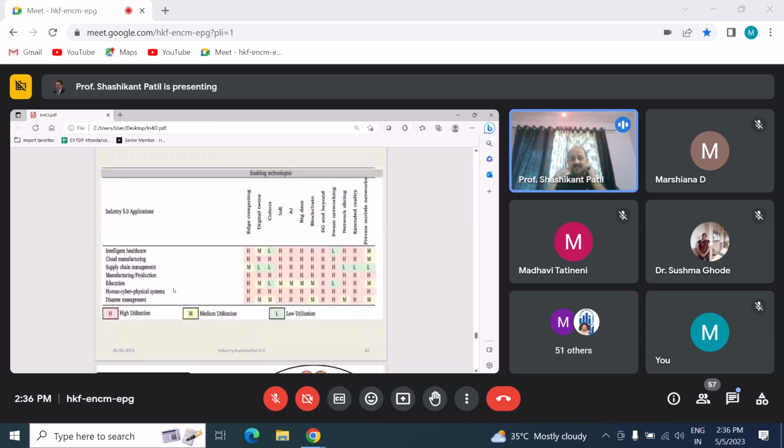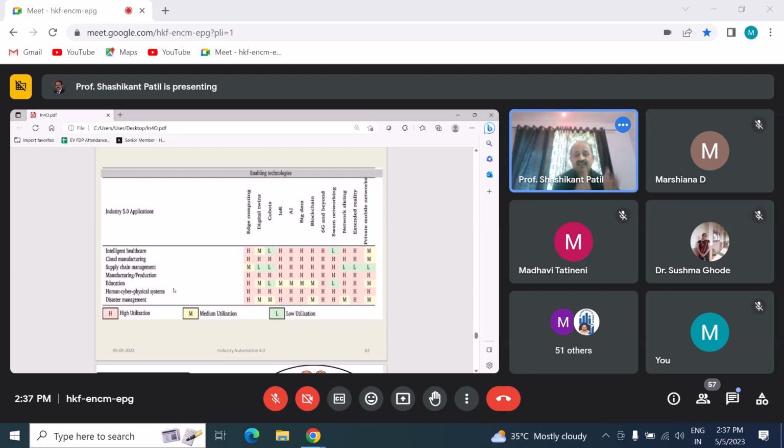Then if you see Industry 5.0, there you can see utilization wise. We have Industry 5.0 applications, and on one side we have technologies like edge computing, digital twins. If you take one example, intelligent healthcare, where edge computing has high utilization, cobots have low utilization, as well as swarm networking has low utilization, and digital twins and private mobile network have medium utilization. And in education, if you take, cobots have low utilization, as well as swarm networking has low utilization, whereas edge computing has high, extended reality has high.